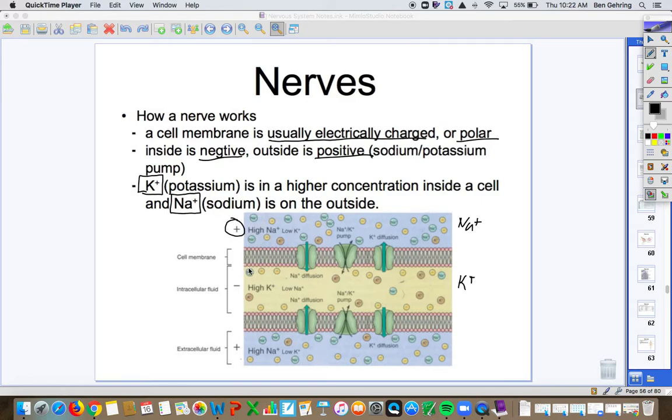The inside of the cell has a negative charge, and it's not 100% negative. There's just less positive, so it's a less positive charge on the inside. So there's a positive on the outside, a negative on the inside. This is our resting potential. This allows your nerves to fire, and when these ions cross the membrane, that's what passes the signal along.